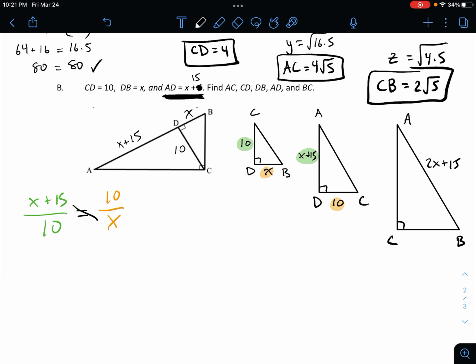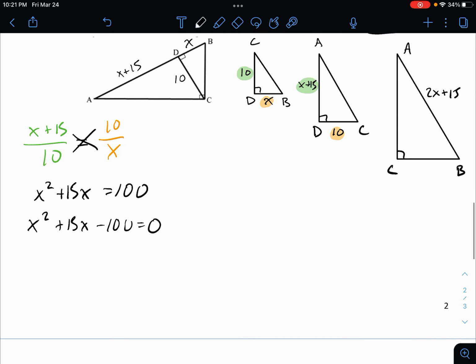I'm going to solve for x here. So when we cross multiply, we've got x squared plus 15x equals 10 times 10 is 100. So I can go ahead now and I can set this equal to 0 and solve. X squared plus 15x minus 100 is 0. I'm looking for two numbers that multiply to be negative 100 but add up to be 15. So blank times blank equals negative 100. Blank plus blank equals 15.